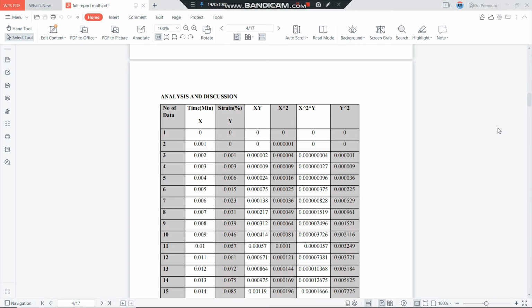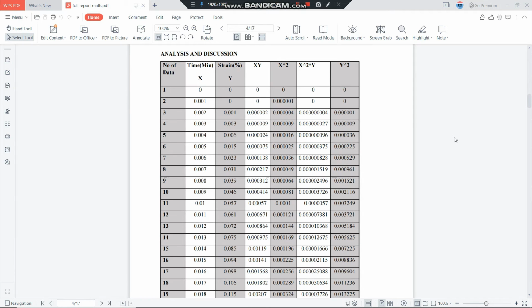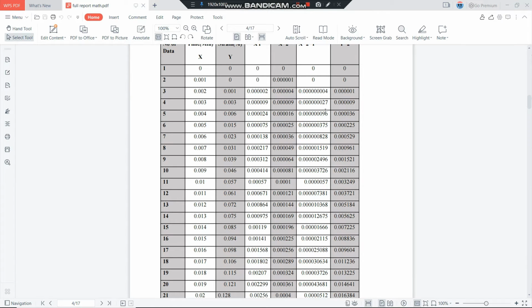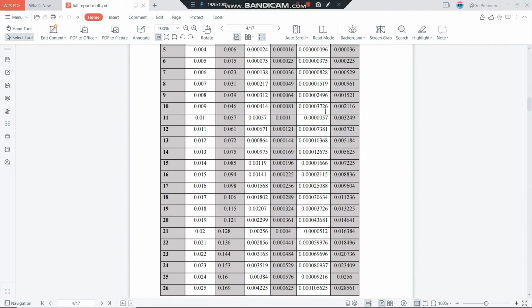So for my part, I need to find the real data for this project, which has 100 data. This is the value of data that we got, which has time, in minutes, and strain, which we put as x and y. As you can see, this is the data that we got. To find these values, I did it in Excel. So this is the data, 1 to 100.